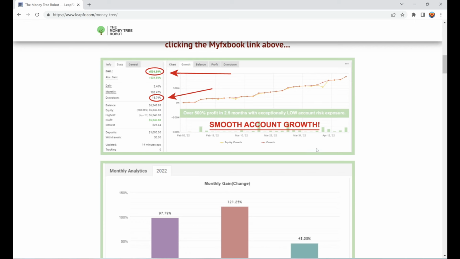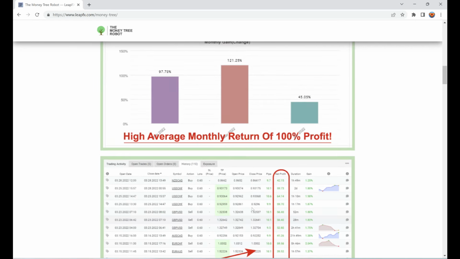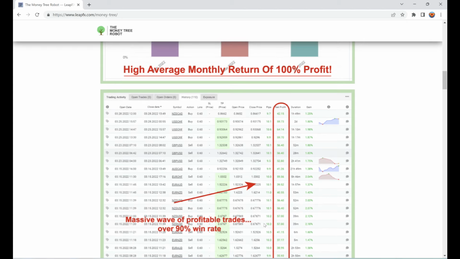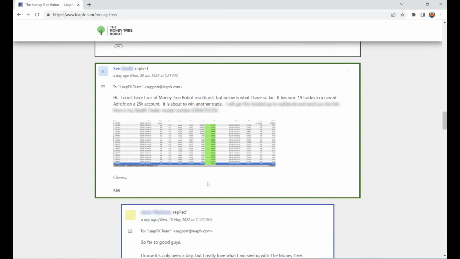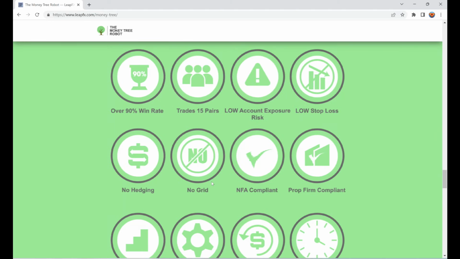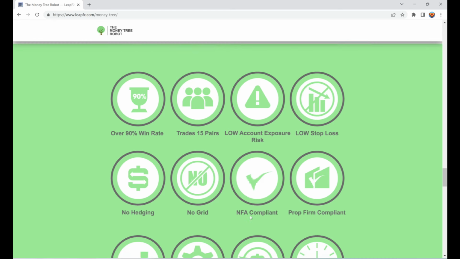So it's worthwhile having a look at this. Just go through some crazy returns here. See, once again, on average 10 pip profit. Some testimonials as well. Trades 15 pairs, low risk account exposure, stop loss. Okay, it'd be good to see how that works, because right now the orders don't have a stop loss. No hedging, no grid. Okay.